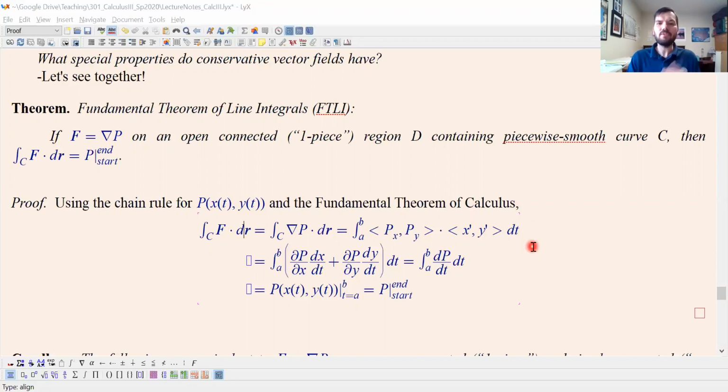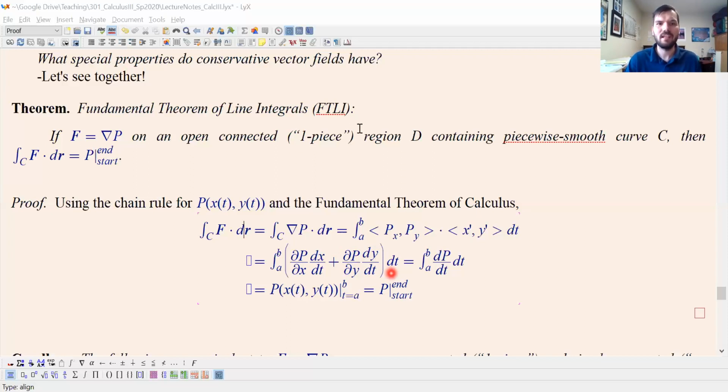And now when we dot those two vectors together, we'll get p sub x times x prime plus p sub y times y prime. But it makes a lot more sense intuitively if you write those out in terms of the partial and differential fraction notation that we owe to Leibniz. So the partial of p in terms of x times dx dt, notice the x is there, and then the partial of p in terms of y times dy dt, notice the y right there. This is the accordion fold of the chain rule for a multivariable function.